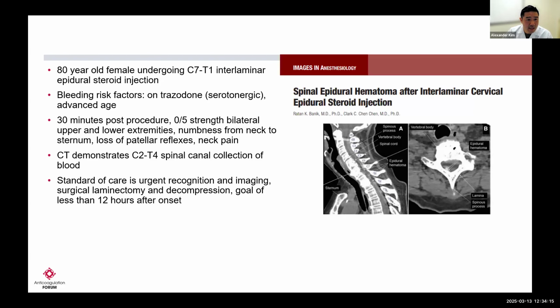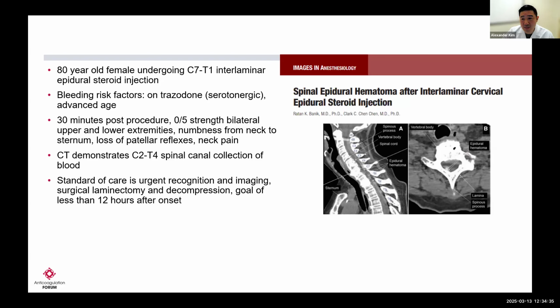So this first case is an 80-year-old female undergoing a C7-T1 interlaminar epidural steroid injection. So something that we do truly on a daily basis. I mean, really the only bleeding risk factors here that were identified was that the patient was on trazodone, which is serotonin enhancing, and that the patient had advanced age.